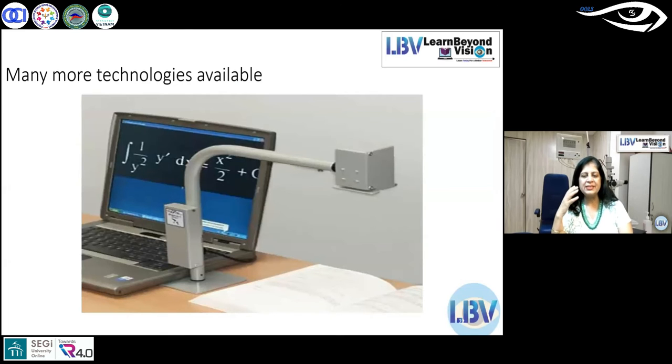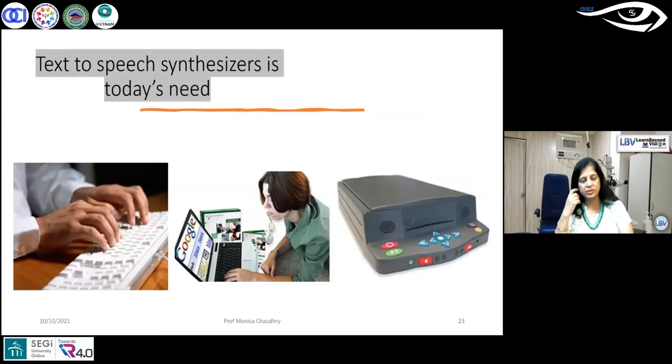So next, I want to just tell you that there are so many technologies in this world which have evolved over it. There are certain devices, like this particular one device is a child who's sitting in a classroom. There is a camera which takes the blackboard and projects it onto the laptop. You know, so there are so many devices. Depending upon the particular need of the patient, you can pick and choose these devices from the various catalogs that you have. But most important now is the whole world has changed into text-to-speech synthesizer.